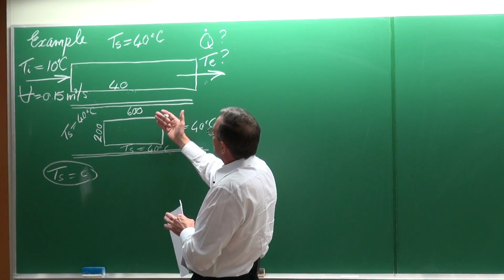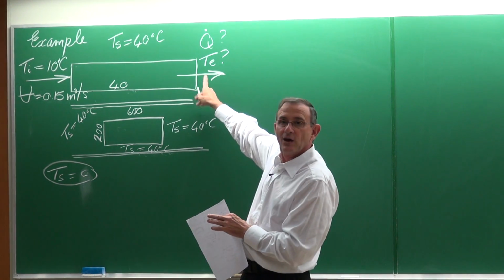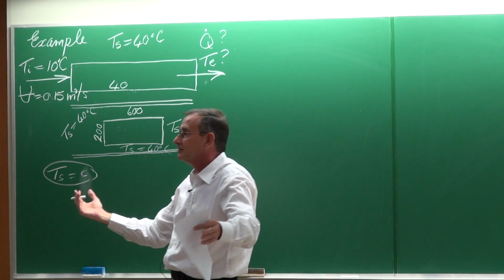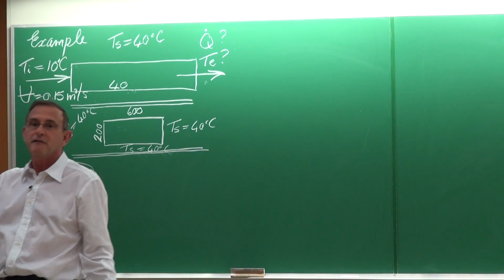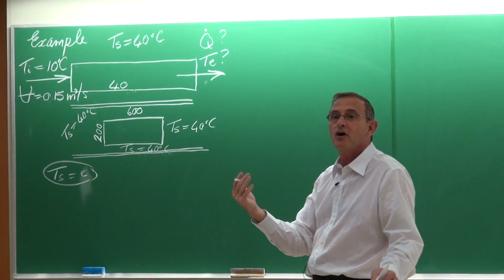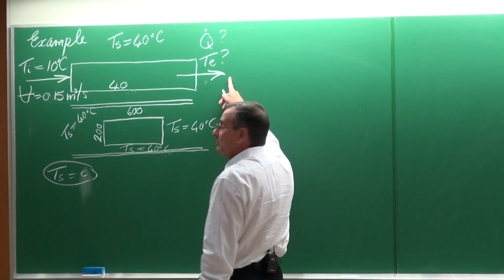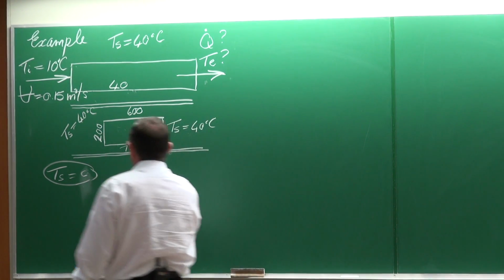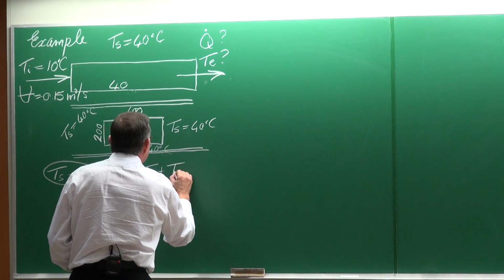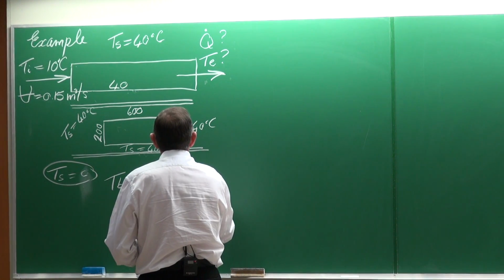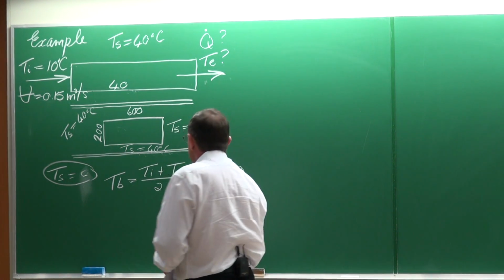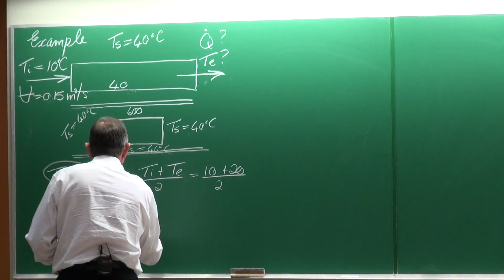So if you now look at this problem, what would you guess the outlet temperature would be? Anybody? How much? 35. Okay, there's a 35. 20. 25. Okay. So what I'm going to do is I'm also going to guess 20. Therefore, the bulk temperature is going to be the inlet temperature and the outlet temperature divided by 2, which is of course 10 plus 20 divided by 2, which is 15 degrees Celsius.